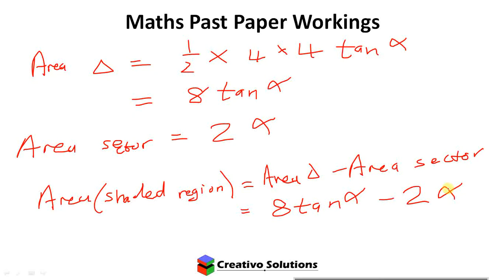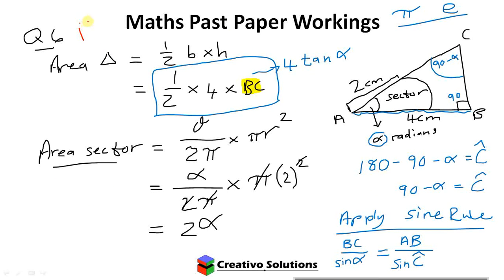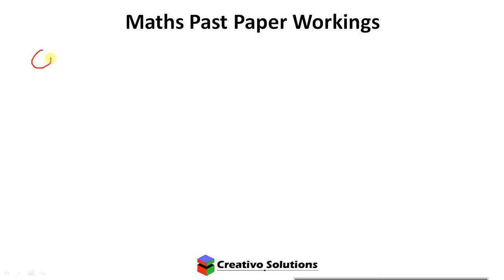What's the next question covering? Was that one or was that the whole question? That was just the first one. So let's label that. This was 6-1. Sorry, that's the 7. Question 6-2. They want the perimeter of the shaded region.